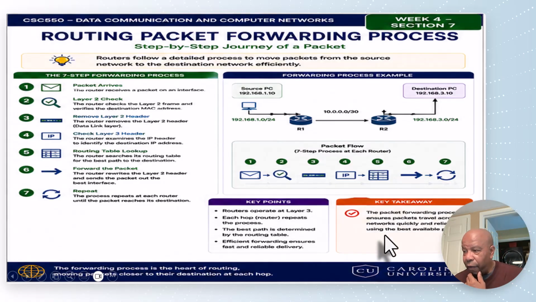Key takeaways: the packet forwarding process ensures that packets travel across networks quickly and reliably using the best available path. This is analysis. This is not just a table with static information. This is basically, I'm going from here to hop 1, hop 2. When I go to hop 2, it might take me to my final destination, but something happened with the network and I go to hop 3. Okay, so this is dynamic in that the path I'm going to take through the various networks will change, depending on whether I can do that without having any issues.